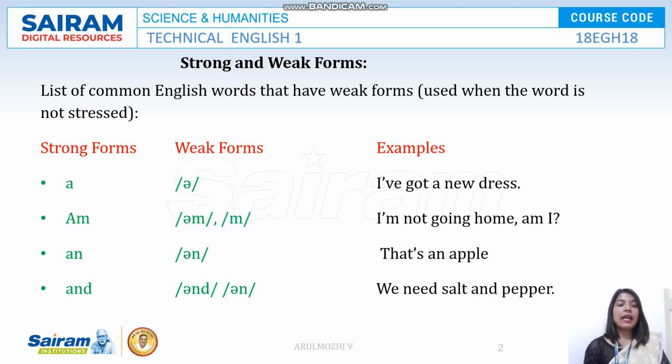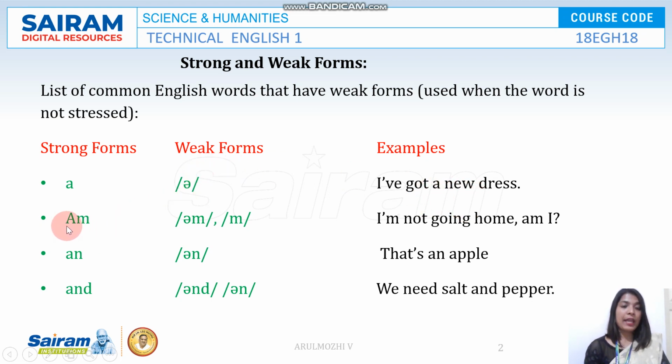A pencil, and a becomes a. I've got a new dress. It is not a new dress, a new dress. I've got a new dress. Got a. So it is the smallest a.